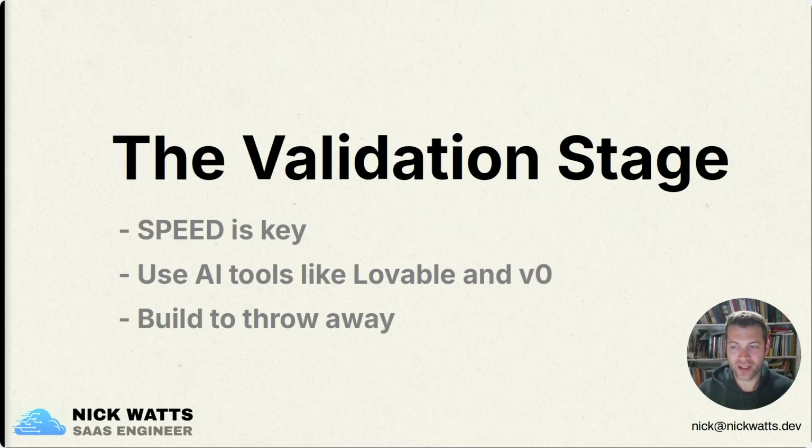So at this point, speed is the key. This is where you want to use AI tools like Lovable and V0 and whatever Google's putting out this week. You want to build a really, really quick MVP. It doesn't even have to work. The buttons can be simulating the functionality. It's just something that you can put in front of people to validate the idea.